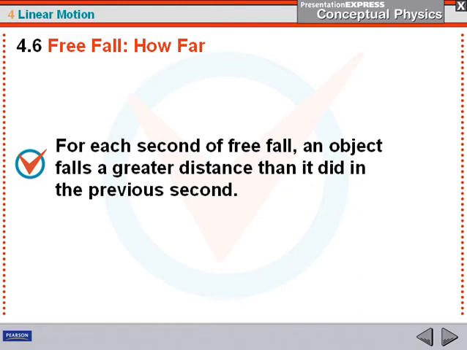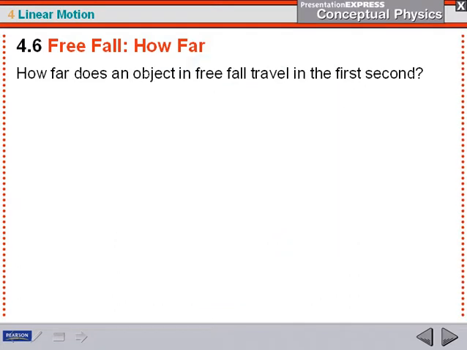This is the 4.6 podcast, which is going to talk about how far an object falls in free fall. And last podcast we talked about how fast an object falls in free fall. So for each second of free fall, an object falls a greater distance than it did the last second in free fall. How far does an object fall in free fall in the first second?